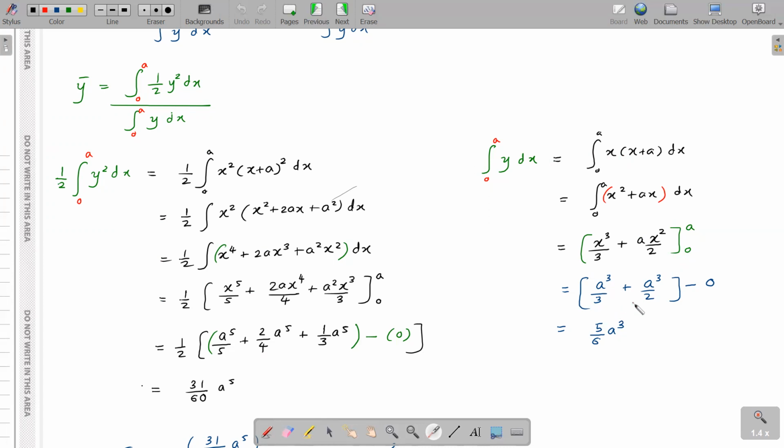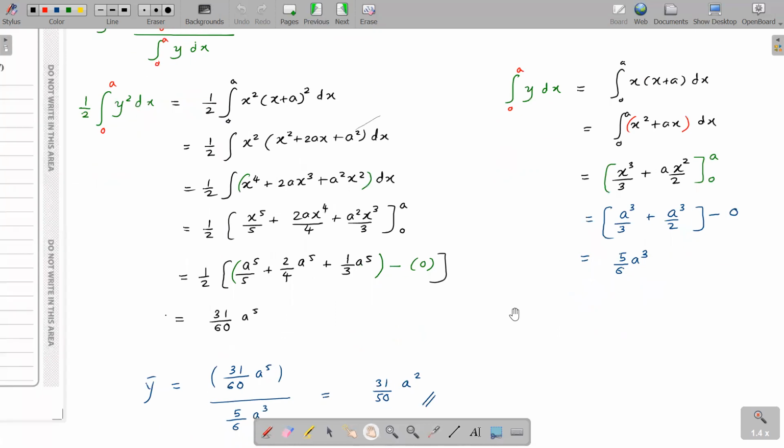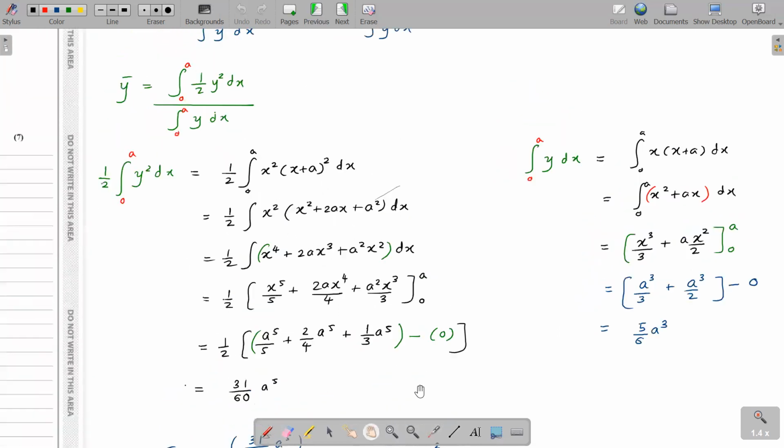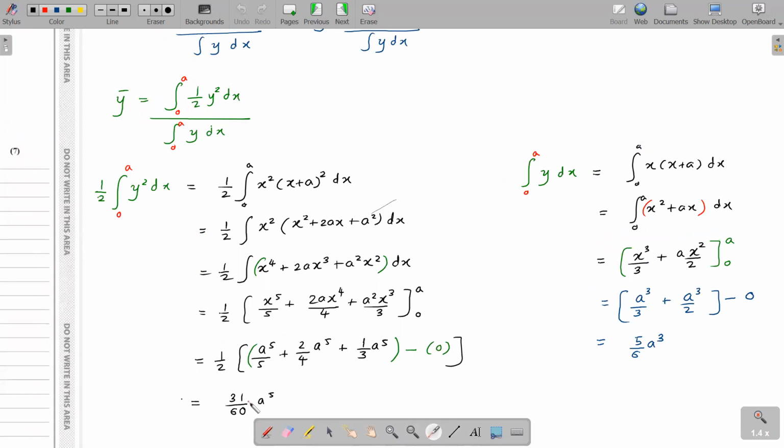So you get here a cube over 3 plus, I mean here the a square and a gives you a cube over 2, and then minus, when you input the x limits as 0, this guy is completely 0, right? And you can add this part, 1 over 3 a cube plus half a cube gives you 5 over 6 a cube. All right, and at the end of the day, you need to input the values for the numerator and denominator. So I got the numerator answer separately as 31 over 68 to the power 5. And I got the new denominator answer as 5 over 68 to the power 3.